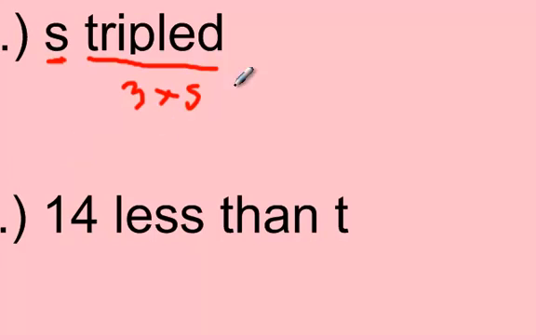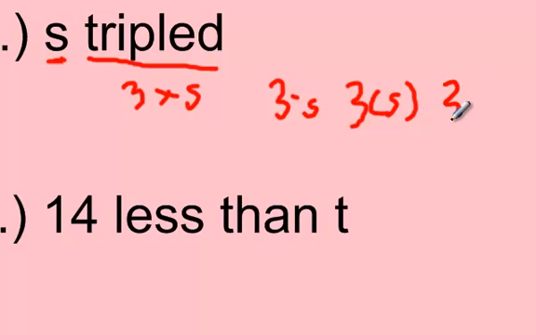And of course, we can write this several ways. We could write 3 times s that way. We could write 3 with a raised dot, s. We could write parentheses, right? We could do 3 with s in parentheses. Or we could also write 3 right next to the number s. All those are okay.